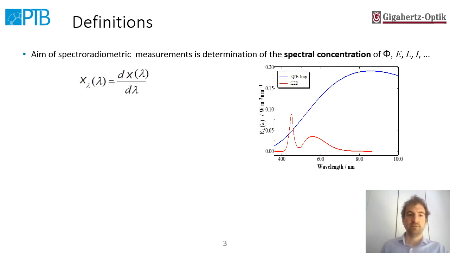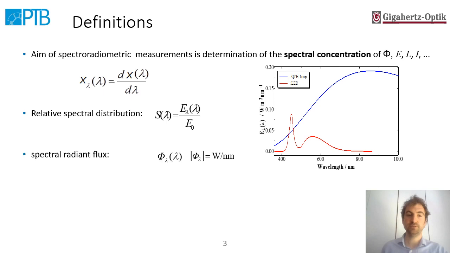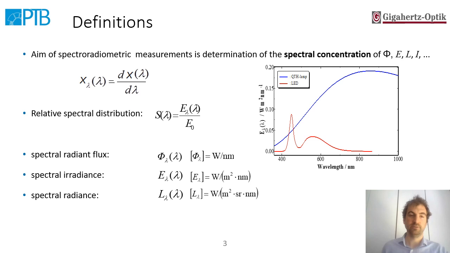The aim of the spectroradiometric measurement is the determination of the spectral concentration. This term spectral concentration isn't very well known, but it is more or less a description of, for instance, the relative spectral distribution, or the spectral radiant flux, which is given in watts per nanometer, or the spectral irradiance, which is given in watts per meter squared and nanometer, or spectral radiance, or spectral radiant intensity.